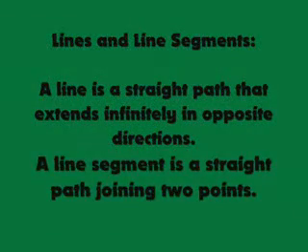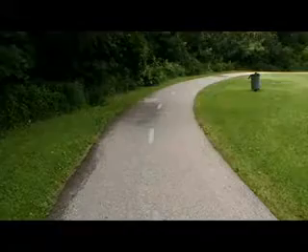A line is a straight path that extends infinitely in opposite directions. Roads like the bike path are examples of lines. The bike path also has an example of a line segment, a straight path joining 2 points. These 2 points are called endpoints, and they can be given a letter to name the line segment. We named our line segment segment AB.